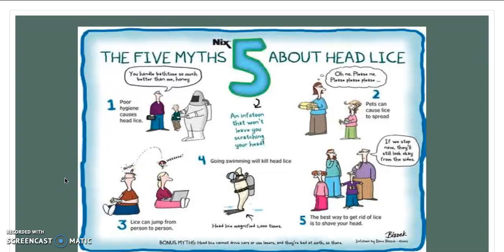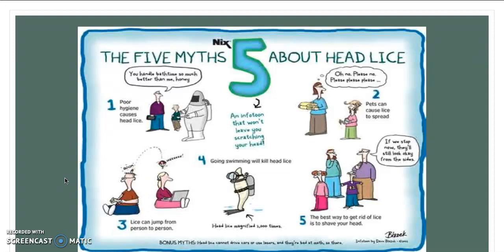Going swimming will kill head lice. That's another myth. No, that is incorrect as well. Swimming has nothing to do with the lice. They will stay on there. They've got a pretty good grip on the hair, and they're not going anywhere when swimming.